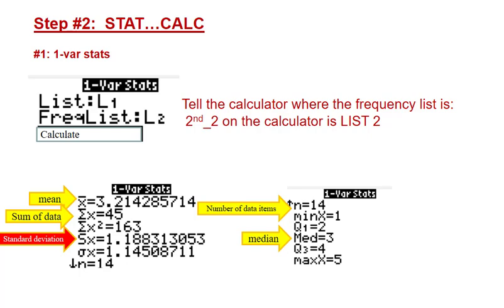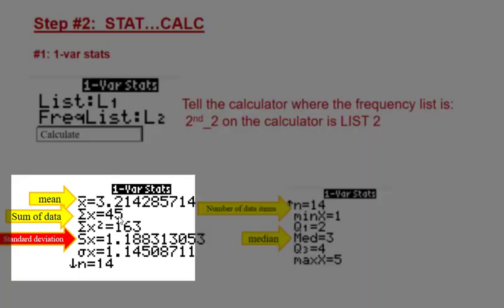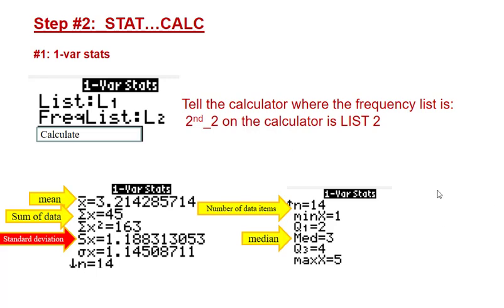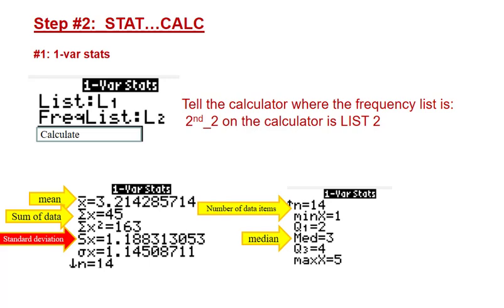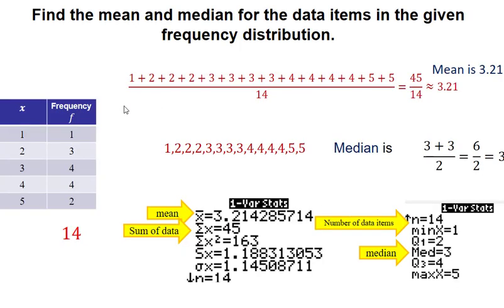I have the mean of 3.2. I have the sum of my data. When I added all of that up, remember the number of items? 14. Let's go to the next page and let's remind ourselves of what we had. And yes, our mean was 3.21 when we did it by hand. We added everything up and divided because there were 14 data items.